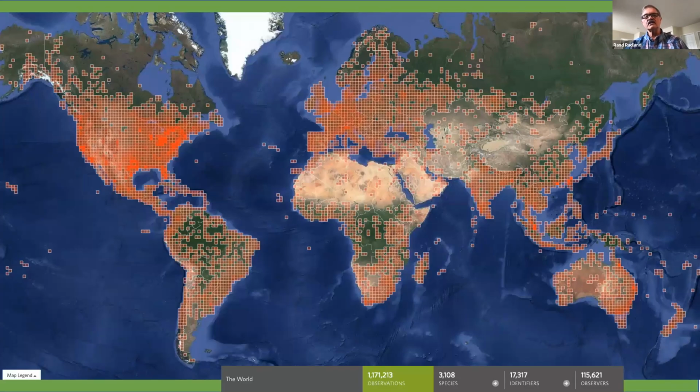So just to give you an idea of what is out there, every orange square represents a varying number of sightings in iNaturalist. You can see on the bottom there's over 1 million observations and 3,000 species that have been photographed and identified in the world. You can see they don't go too far north, but some of them do get up into the copper mine area and into Inuvik, in North America at least.